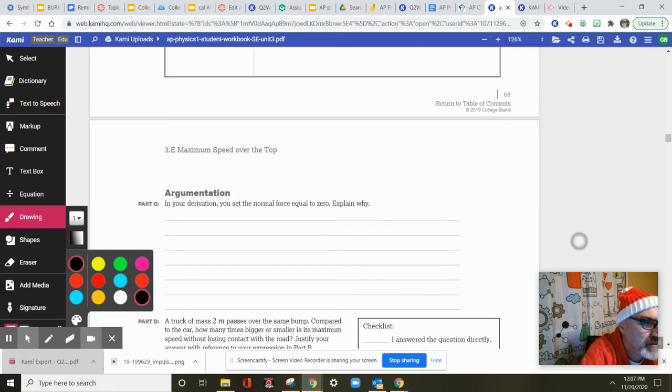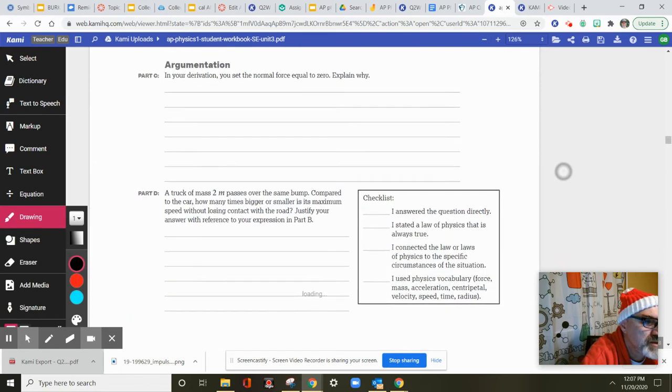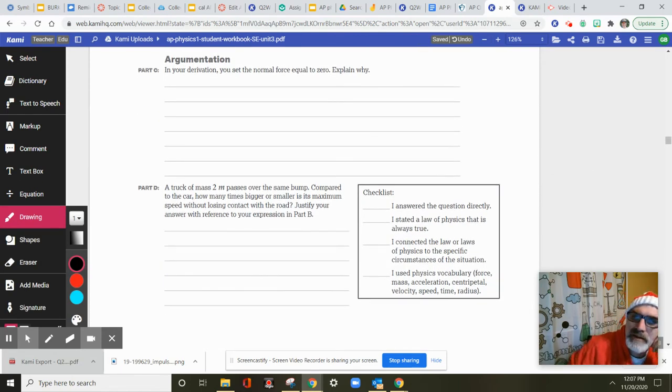In your derivation, you set the normal force equal to 0. Why? Well, I would like to share the answer with you. The maximum speed for the car is reached when the centripetal force is equal to the weight of the car, so the weight is the only force exerted on the car. If the car goes too fast, it will lose contact with the road, and as it approaches its maximum speed, the normal force goes to 0. I already answered that, actually.